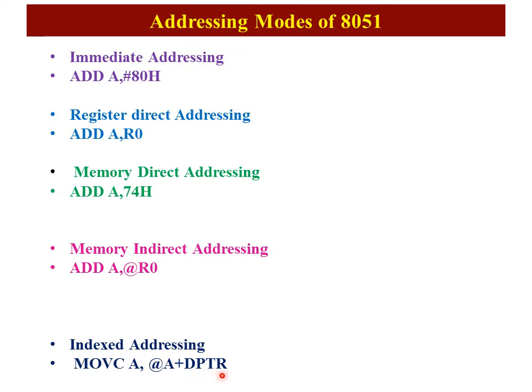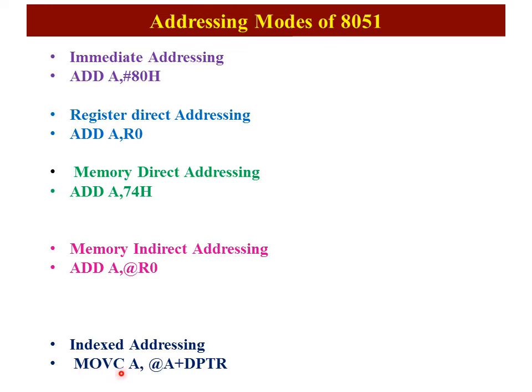Like that, DPTR stores the base address, and here this A is nothing but the offset address from the accumulator. So offset plus base register, both contents are added. That content will be treated as an address. In that address location, whatever data is present is going to be added with the accumulator.